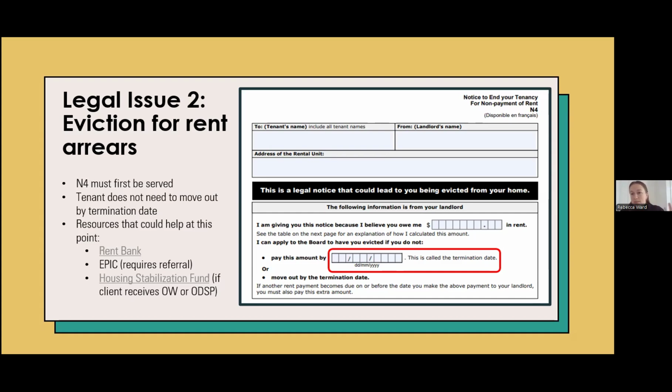We know the N4 is about money, and we know that most tenants who receive N4s owe money not because they want to, not because they just don't want to pay rent or want to stick it to their landlord, but because living in Toronto is incredibly expensive, the cost of living is incredibly high, and the pressures on tenants to make payment on time and in full to their landlord are really, really high.